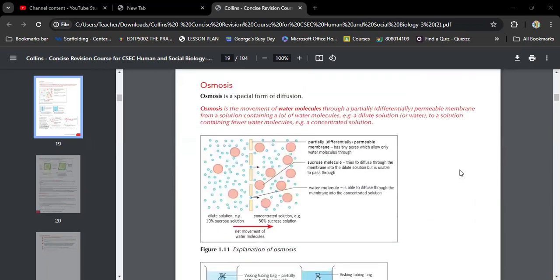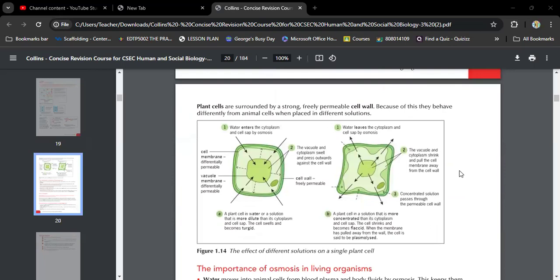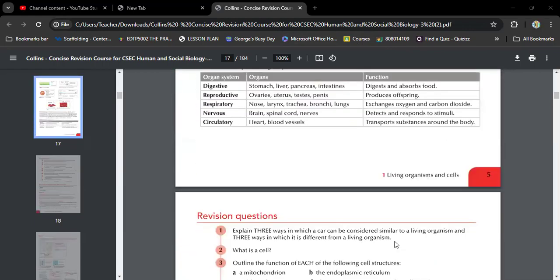Where is, okay, I think you're supposed to, right. That's a plant cell. No, that's not what I'm looking at.